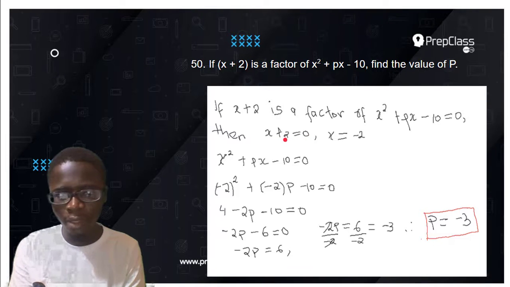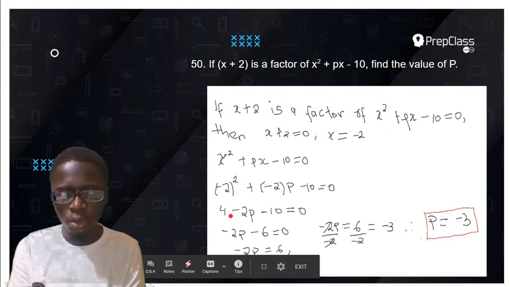So from here we can get the value of x at which it will make the equation 0. Making x the subject here, we have x to be minus 2. So it means by the time we put minus 2 here, everything should automatically turn to 0. So at this point, we're going to substitute the value of minus 2 here and see. So (minus 2) squared plus (minus 2)p minus 10 is equals to 0. (Minus 2) squared is going to give us 4, plus times minus 2, we have minus 2p, minus 10. So here, 4 minus 10 is going to give us minus 6. We have our minus 2p here.